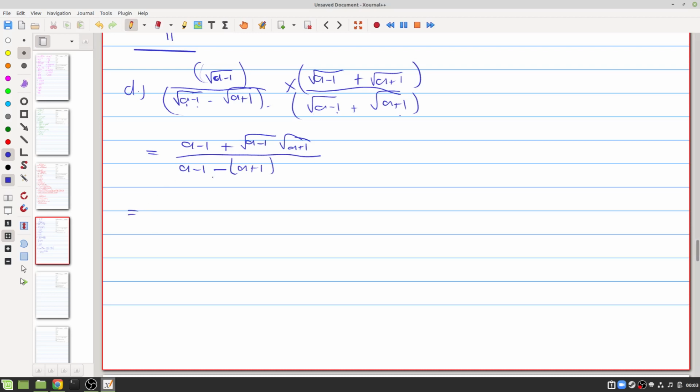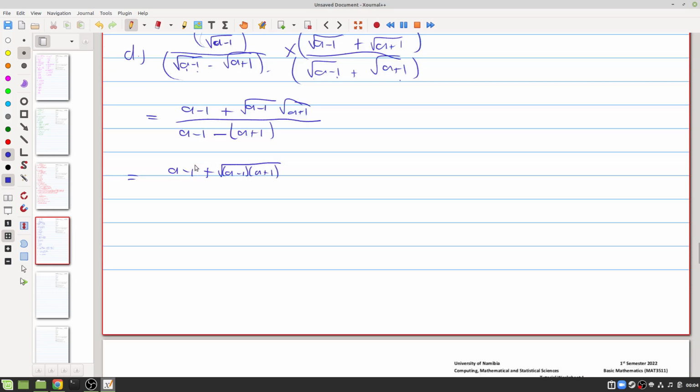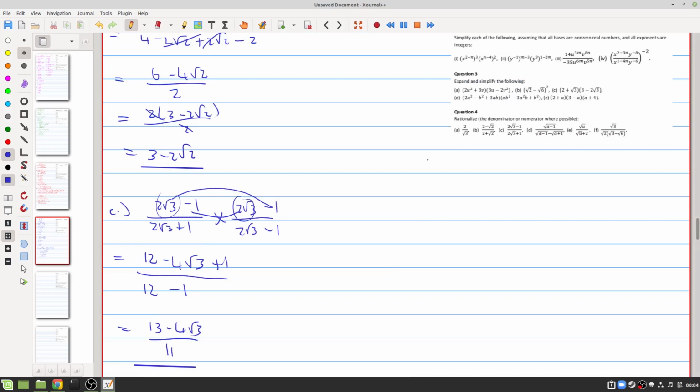Okay, let's simplify that. The top we can't really simplify, but we can turn this into a single bracket if we like, with the a minus 1 and the a plus 1. And I suppose that's fine. At the bottom, we've got a minus a, which is nothing, and then negative 1 minus 1, which is negative 2. So now the denominator is rationalized. And that's it for D. We still have two questions to go here.